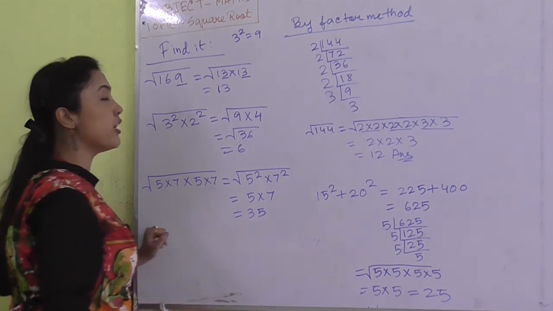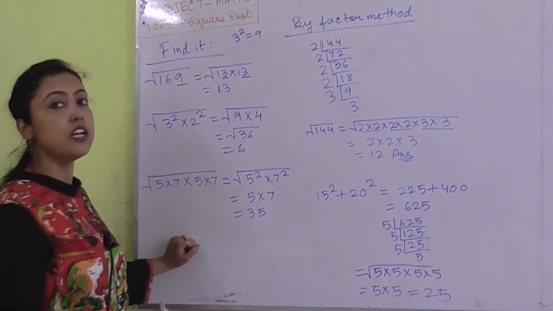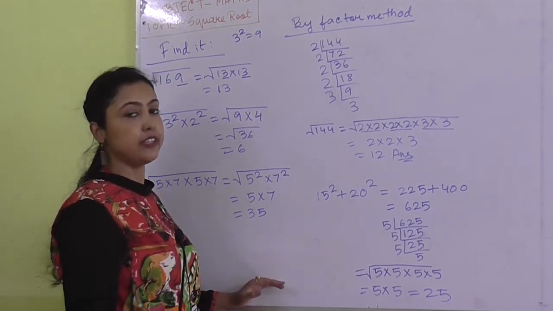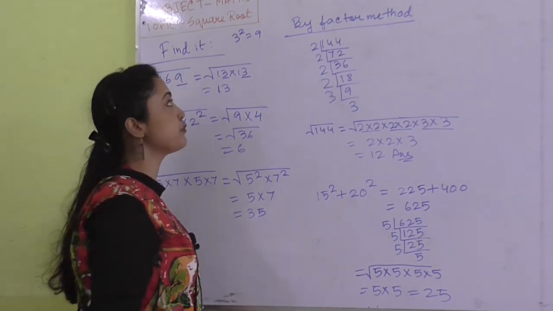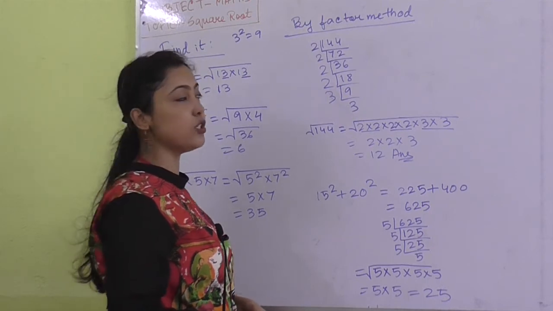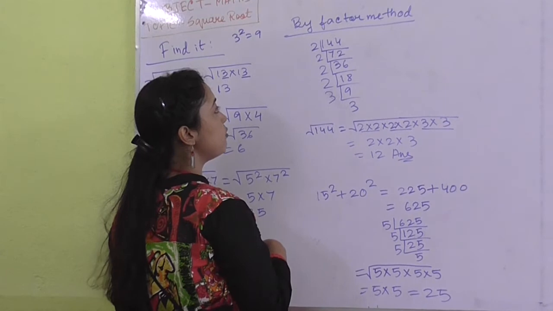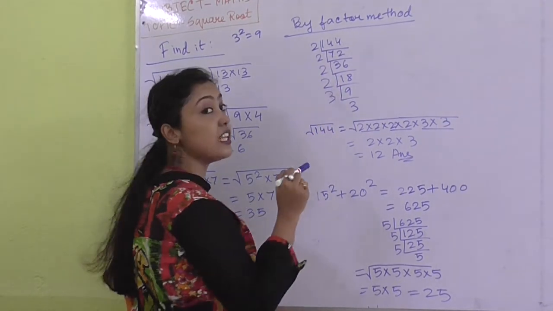In order to find out the square root of any number, I think you need to learn the perfect squares from 1 to 10. Then it will be easier to find the square root of any number. Now we will learn how to find the square root by using the factor method. You have been told to find out the square root of 144. 144 is divisible by 2, we will take the lowest number.